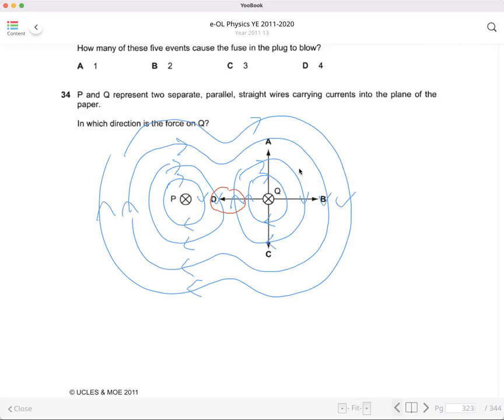Well done. Bei Kuan, are you able to draw this? Do you know why it's in a clockwise motion? When you see a cross, it means that the wire is going into the plane. Okay, cross is into the plane.